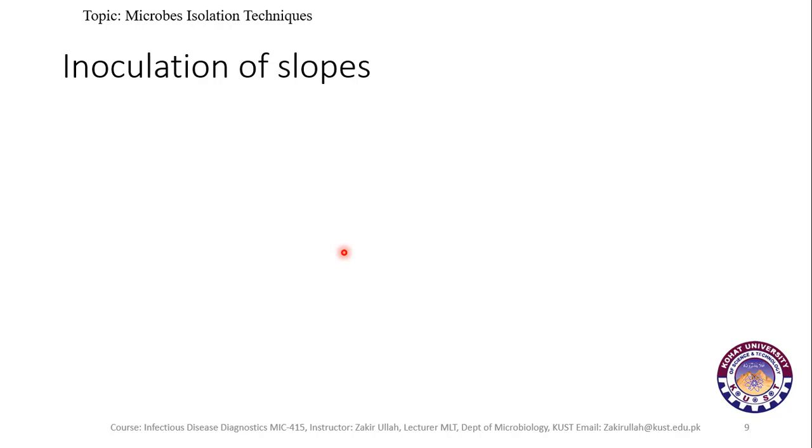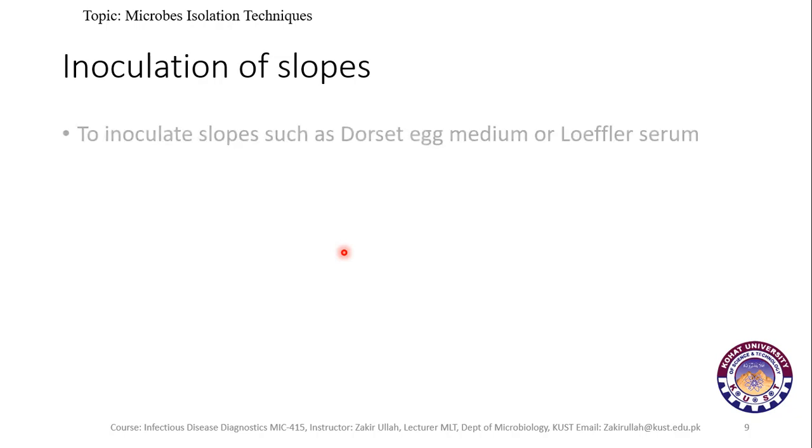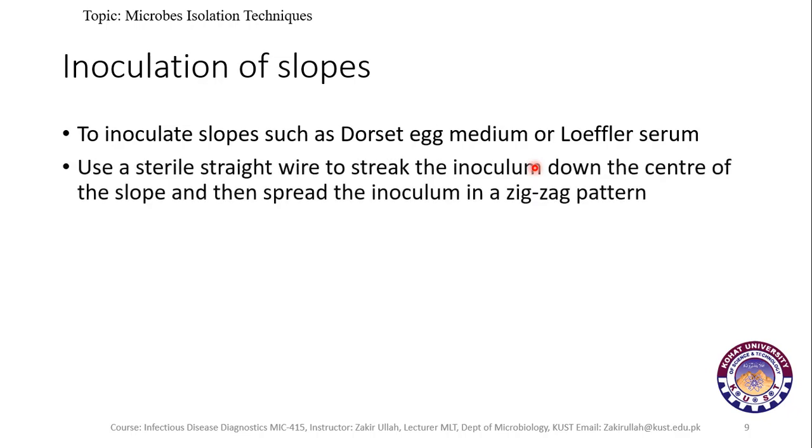The inoculation of the slopes. How to inoculate slope media, for example the Dorset egg medium or the Loeffler medium. These media are inoculated on a slope within a bottle. Using a sterile straight wire, streak the inoculum down the center of the slope and then spread the inoculum in a zigzag pattern.